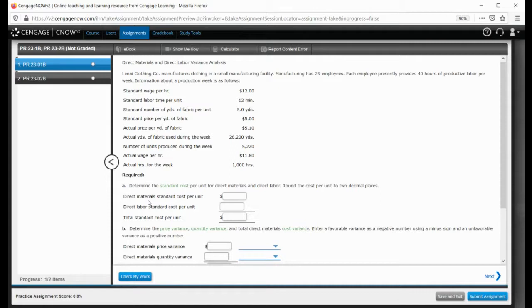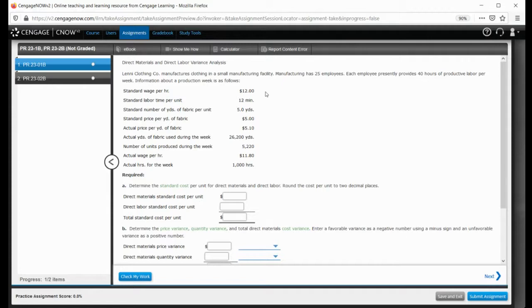In order for us to determine what the standard cost per unit would be for the direct materials, we would need to know what the direct materials price was going to be, as far as the budgeted amount that they had expected for the direct materials. And we would also need to know what the standard amount of the material was going to take to produce 1 unit. Now this is for 1 unit only that they're looking for.